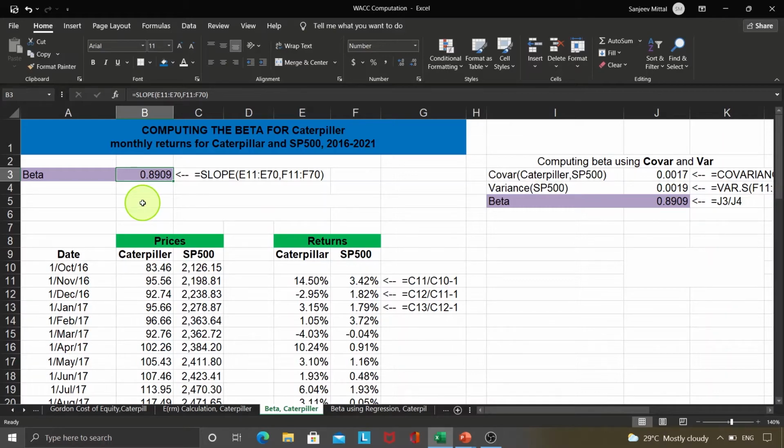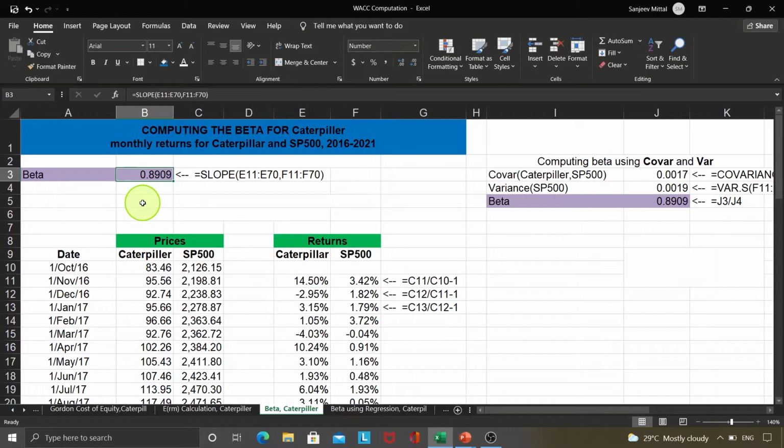0.8909. The interpretation and meaning of this beta is that whenever there is a 1% change in S&P 500 returns, the Caterpillar stock changes by 0.8909%. This is a basic interpretation.